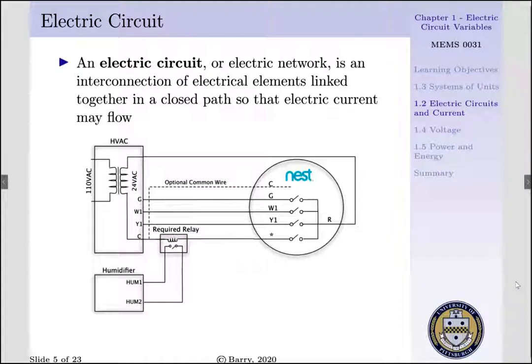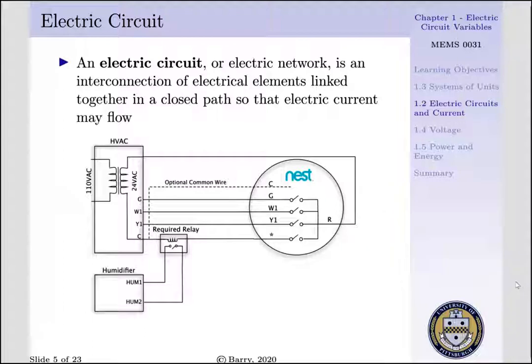Now, this course is called Electrical Circuits, and we have to define what an electric circuit is. An electric circuit, or an electric network, is an interconnection of electrical elements that are linked together in a closed path, such that electric current may flow.